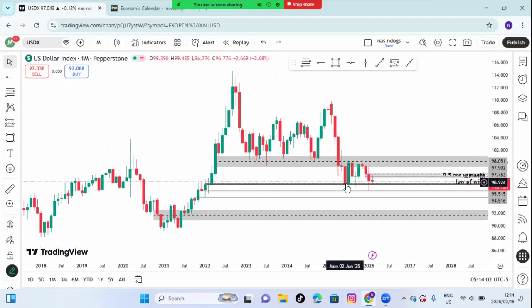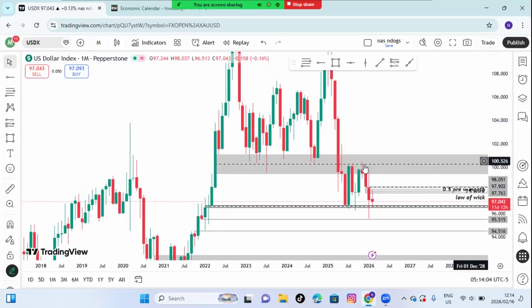And now we are through it, right? Now we are through that fair value gap. So now we can turn into a bearish inversion fair value gap, right? Because it was a bullish fair value gap. Now it's going to be used to go down.